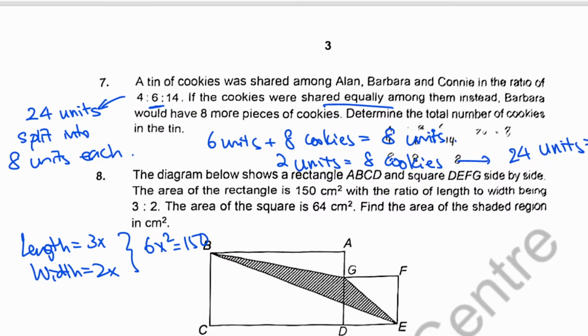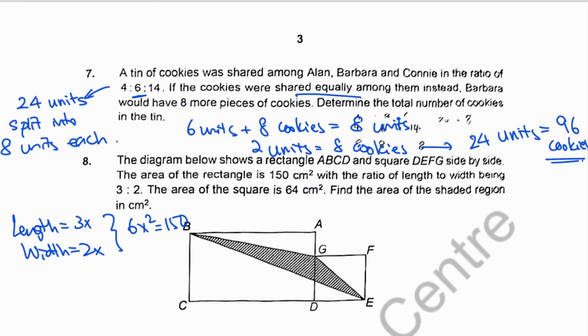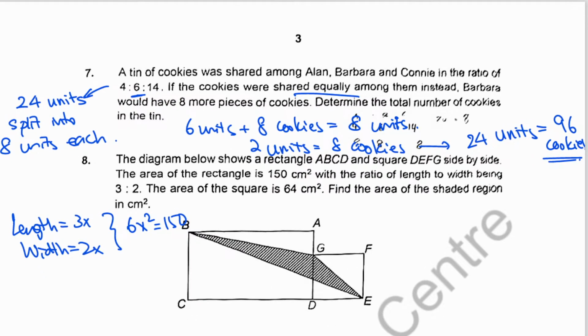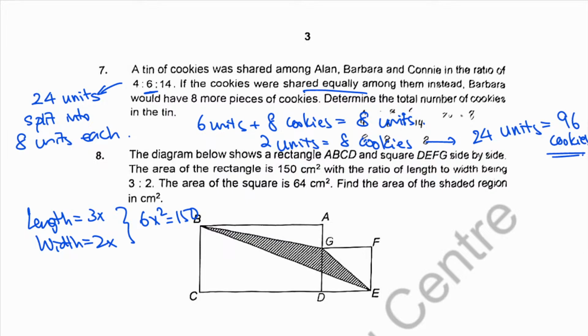So, oops, I realize you all cannot see the whole PDF. Okay, so this means that x squared is 25, therefore x is equal to 5. So this is 15 and 10. We can also calculate what's the square. Because the area is 64, if you take the square root, it will be 8 and 8. So this means that AG will be 2.